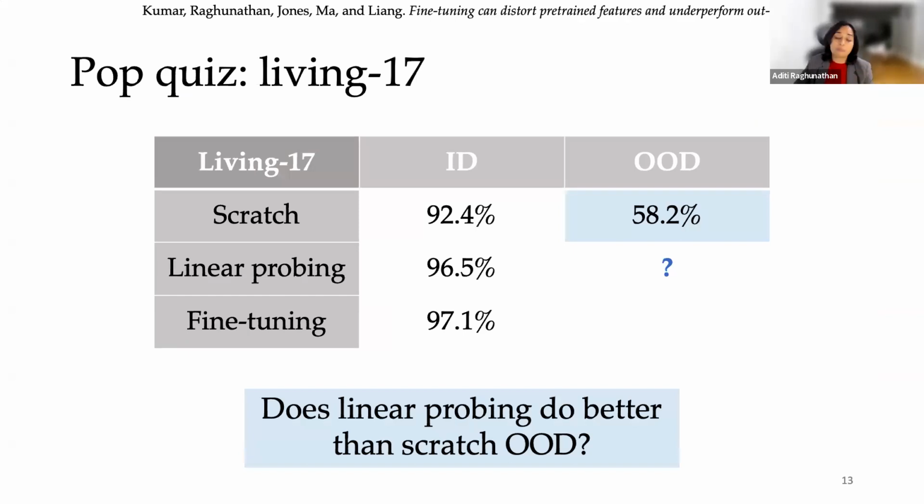Now we can see what happens out of distribution, which is on unseen species, unseen only during the fine-tuning process, but seen during the pre-training process. So the first question is, do we expect linear probing to do better than training from scratch? If you've guessed yes, that's right, because linear probing starts from a pre-trained model that has seen more, and so it's more likely to do better out of distribution, and that is true.